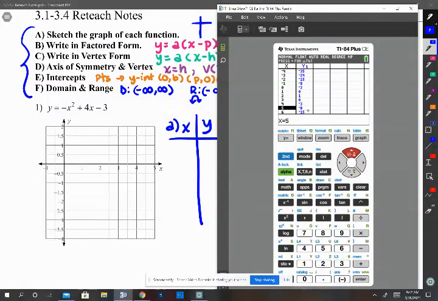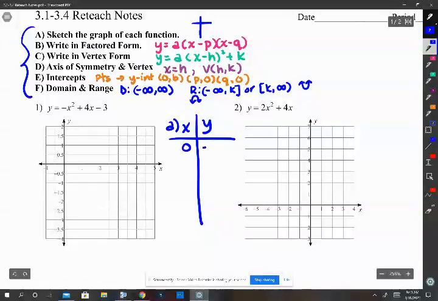If I look at 5, I'm at -8, which doesn't fit. So I'm just going to look at the points from 0 to 4 and write those points down. You guys do that from your calculator as well. And so we've got 0, -3, 1, 0, 2, 1, 3, 0, and 4, -3. All right, so those are the values that fit.